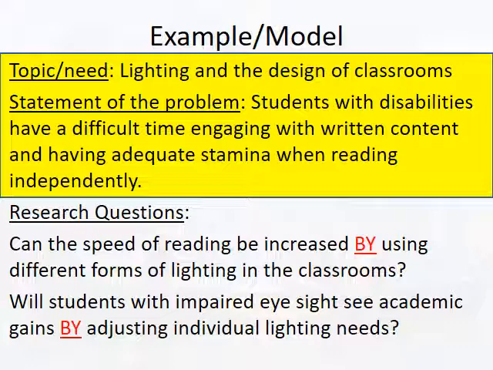Look at the next one. Will students with impaired eyesight see academic gains by, there's the word again, adjusting individual lighting needs? So with this question, instead of focusing on different lighting forms, now I'm thinking that maybe individual lighting needs is the way I want to express my outcomes. You see how it begins to help you think differently about that original topic? Let's get to some of the bits and pieces here.